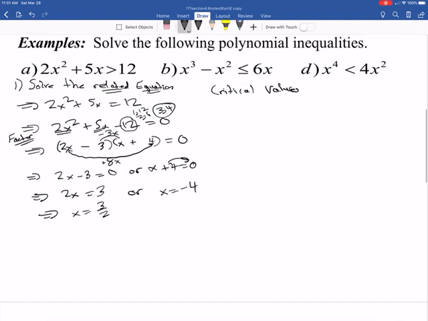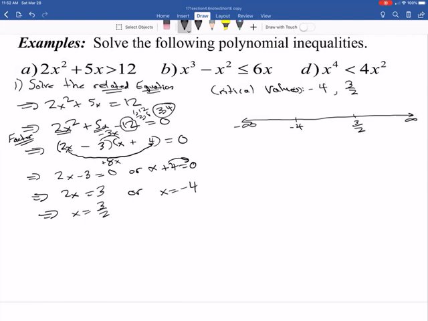The critical values in a polynomial inequality are the solutions, the zeros to your polynomial related equation. So we got negative 4 and 3 halves. What we're going to do is take those 2 numbers and build in the x line. Here's all real numbers x. Let's place these 2 critical values on here. So we have negative 4, and we have 3 halves, or 1 1/2, or 1.5, over here.